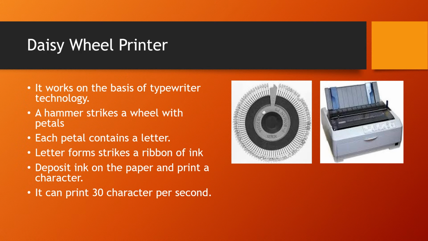Daisy wheel printer. It is the second type. It works on the basis of typewriter technology. A hammer strikes a wheel with petals. Each petal contains a letter. It means a rotational wheel is there, and the wheel contains a group of petals, and each petal contains a single alphabet. When the petal rotates and moves to the particular location of your ribbon, it strikes on your paper and prints the alphabet. So it deposits ink on the paper and prints a character, and it can print up to 30 characters per second. That is the processing speed.